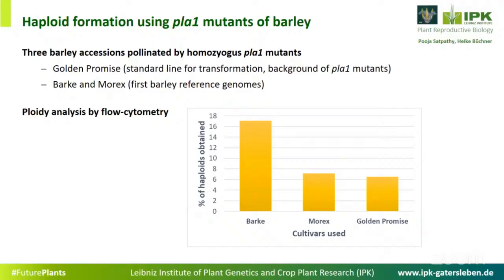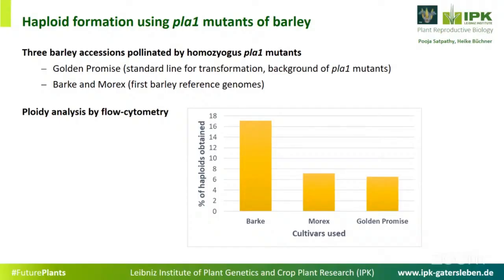But of course, for research and breeding, it would be much more interesting to pollinate another accession with the haploidy inducers. And here in the diagram, you see the efficiency, which is the percentage of haploid plants amongst the plants you produce after such a pollination. And we started at the right side with Golden Promise, which is a selfing because we did it in Golden Promise. And about 6% of the plants were haploid.